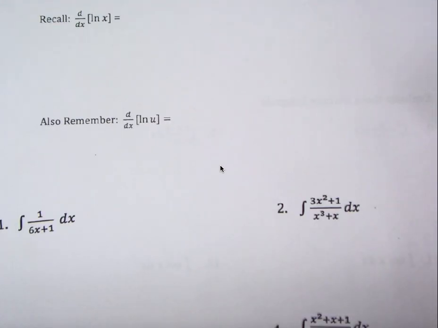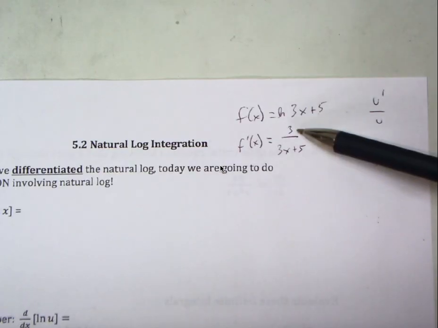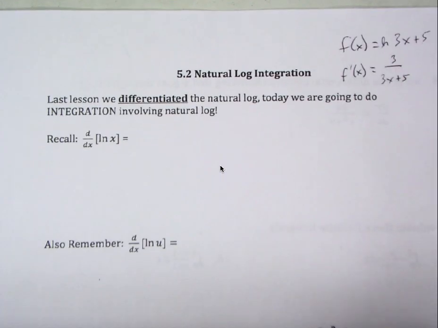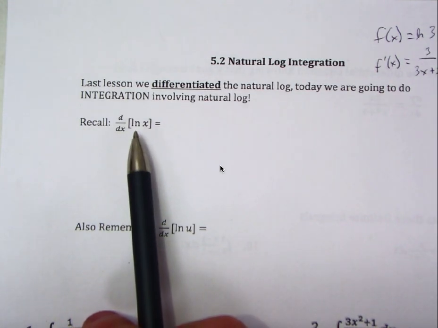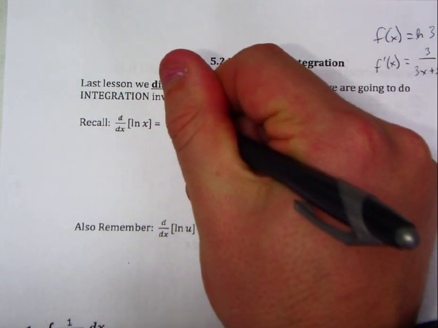Now, if you notice all the problems we're going to be doing, the examples, none of them have natural logs in them. The rule that we're going to be using when we integrate, we're going to be ending up with natural log functions. Kind of like going backwards. Like if I had this and I wanted to go backwards, we would end up with a natural log function. Similar idea. Okay, so again, recall the derivative of natural log of x is 1 over x.